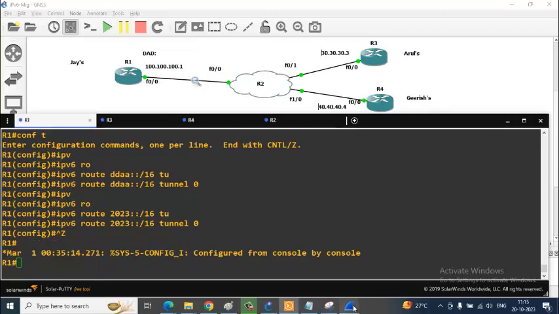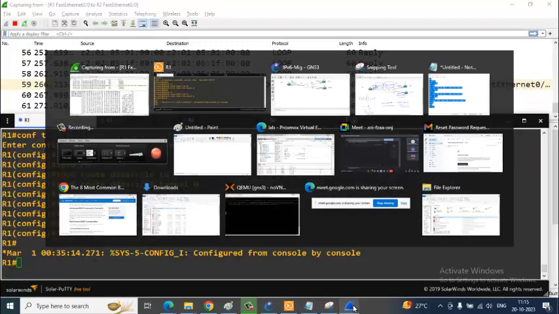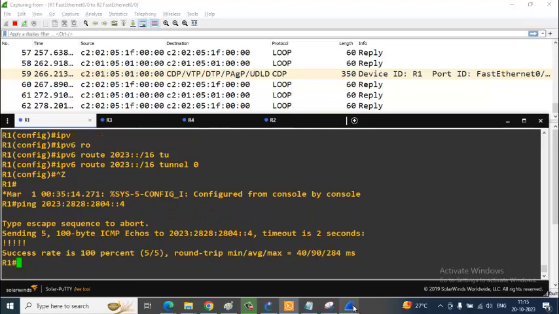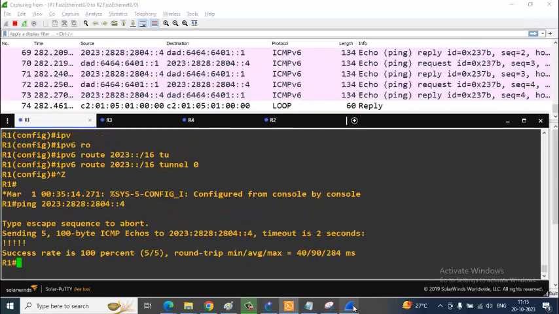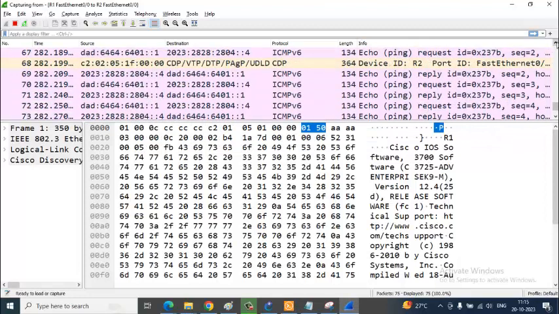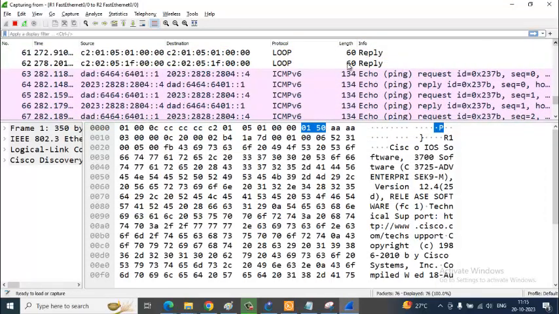I'm going back to the thing here and I'm going to ping now. Did you see that? How quickly it is pinging? Very fast. And now you see the capture here. It was going from DDAA, that is Jay's network, and it is going to 2023, which is Arul. So Girish.